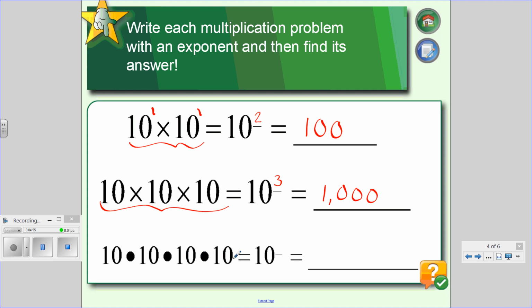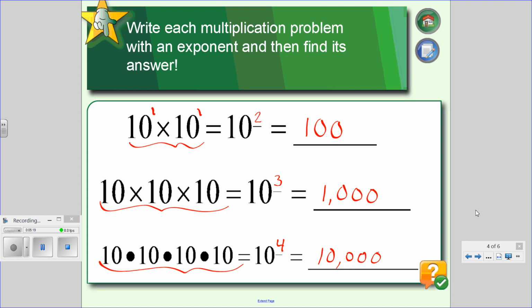And 10 times 10 times 10 times 10 is 10 to the, 1, 2, 3, 4 tens there. So it's 10 to the fourth power. And that's 1,000 times 10, or 10,000. Are there any possible patterns that you're picking up here? Okay, 10 squared is 100. 10 to the third is 1,000. 10 to the fourth is 10,000.